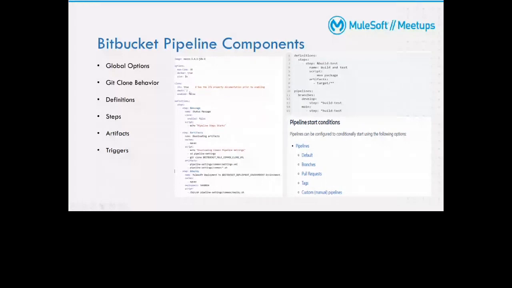Then we have size. Every step which is running in your pipeline will consume some amount of memory. By default, it has 4 GB of memory provided to every step, but you can increase that memory using the size option. If you do 2x, then the memory will be double, that is 8 GB of memory will be available. By default, it will be 4 GB of memory.